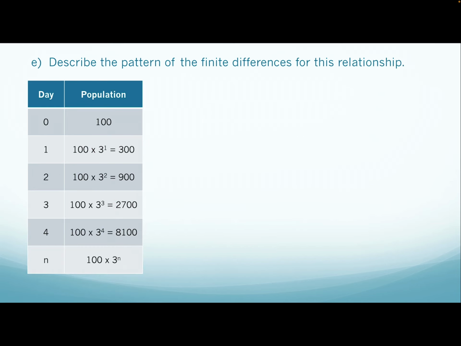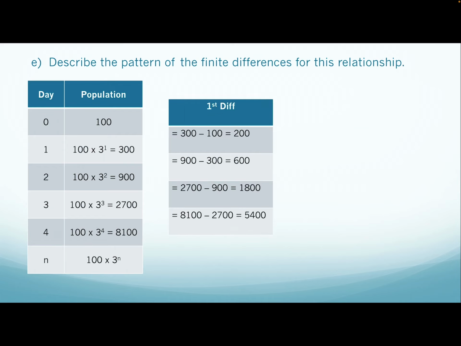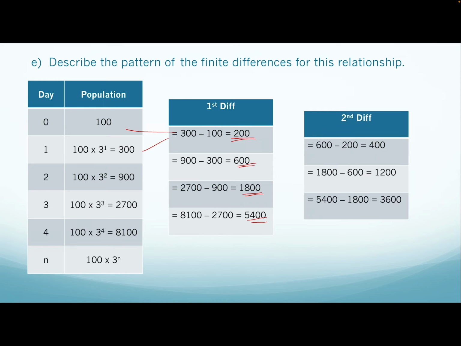All right, lastly, I want to describe the pattern of the finite differences for this relationship. So there's our data, and here's our first set of differences. So 300 minus 100 gives us 200. You guys get the idea. And then comparing these finite differences, we can then try to determine the second differences and see what happens. So 600 minus 200.